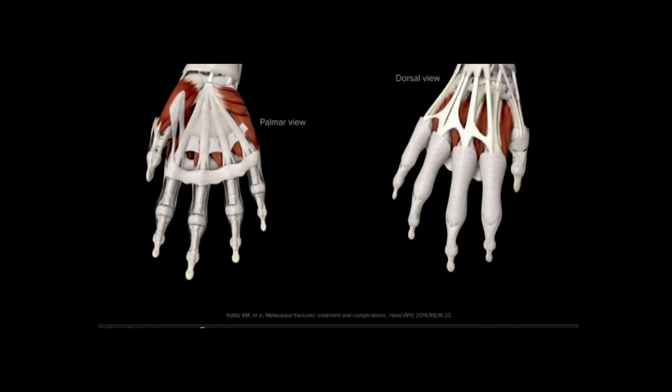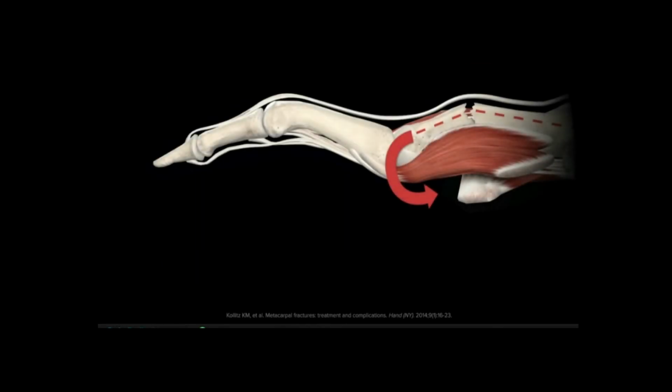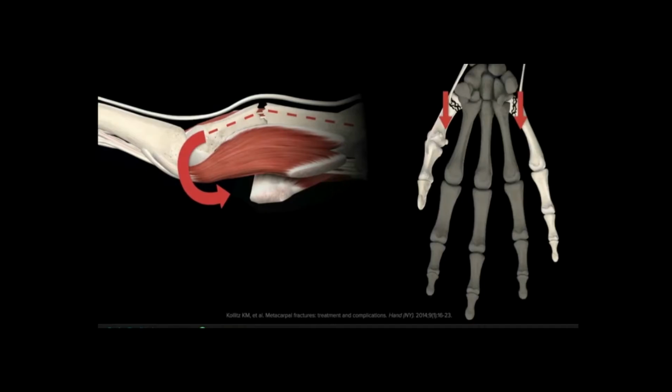Soft tissue structures around the metacarpal and the phalanges, including muscles, tendon sheaths, tendons, and ligaments, that in a healthy and uninjured hand enable purposeful motion, can become deforming forces in the presence of fractures.